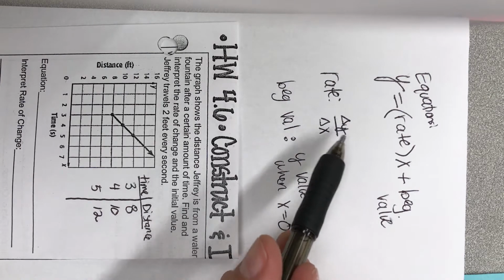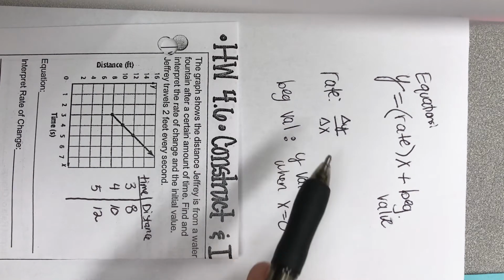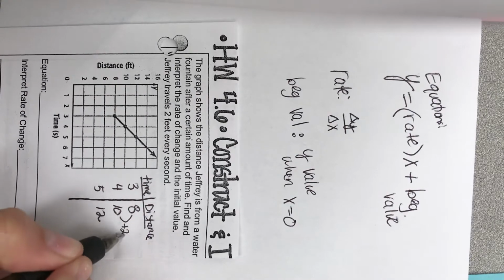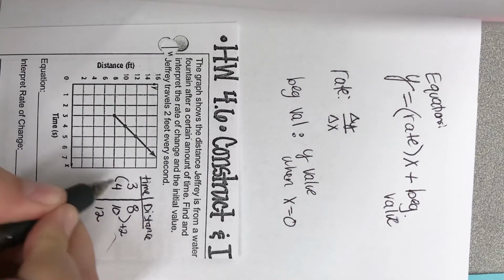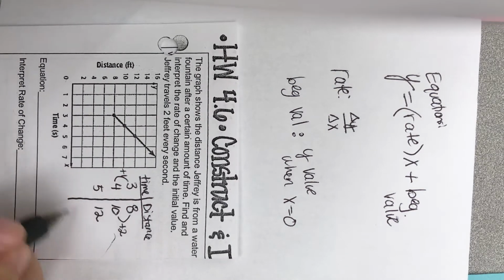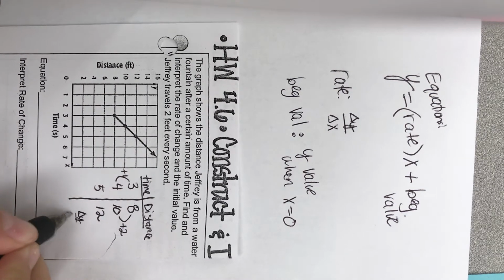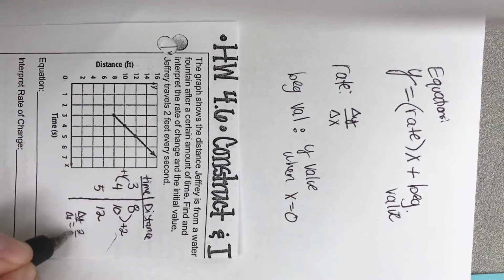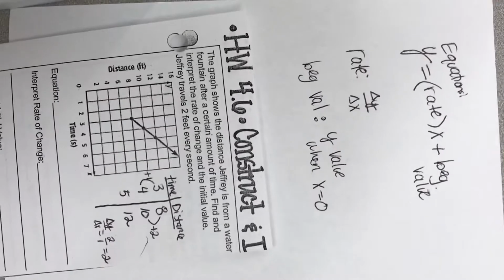Your rate is your pattern for your y's over your pattern for your x's. Now, my y's are increasing by 2 every time, and my x's are increasing by 1 every time. So triangle y over triangle x is 2 over 1, which simplifies to 2.